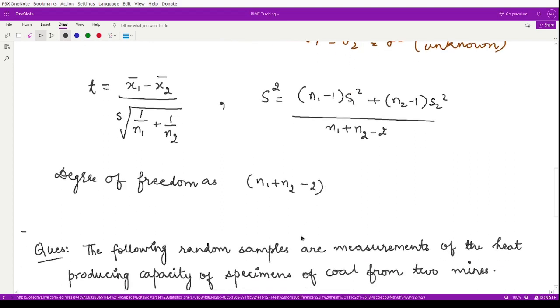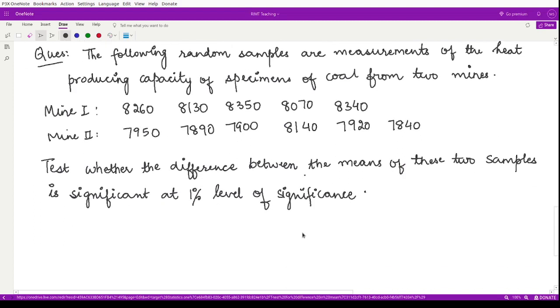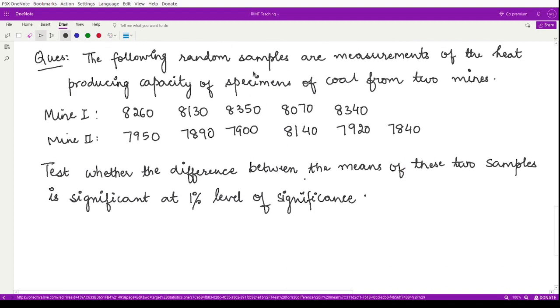So moving further, let's see a question here. The question is, the following random samples are measurements of the heat producing capacity of specimens of coal from two mines. So we are given two mines having different observations. In the first mine the observations are 5. In the second mine the observations are 6. So we are to test the difference between the means of these two samples at 1% level of significance. So this is the question over here.